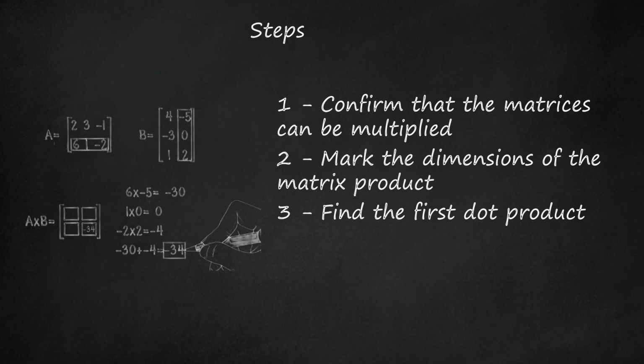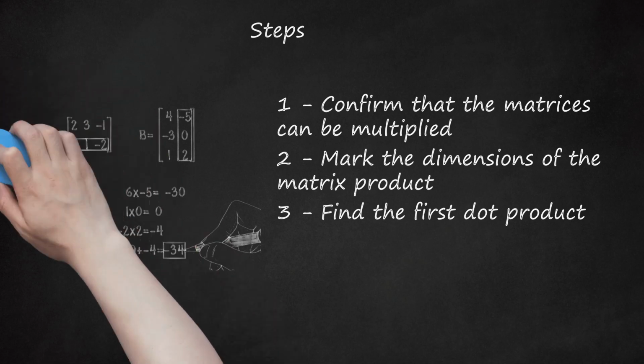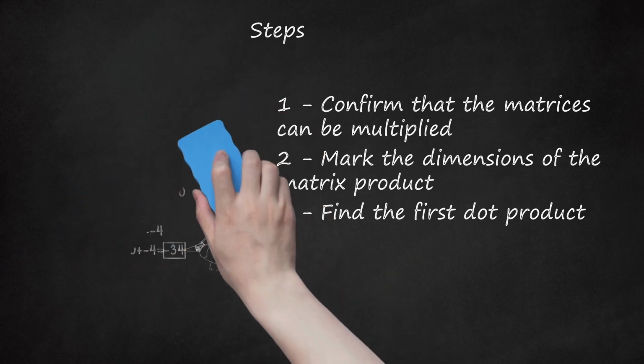6 times 5 equals 30. 1 times 0 is equal to 0. 2 times 2 equals 4. 30 plus 0 plus 4 equals 34. The dot product is 34 and it belongs on the bottom right of the matrix product. When you multiply matrices, the dot product will go in the position of the row of the first matrix and the column of the second matrix. For example, when you found the dot product of the bottom row of matrix A and the right column of matrix B, the answer, 34, went in the bottom row and right column of the matrix product.